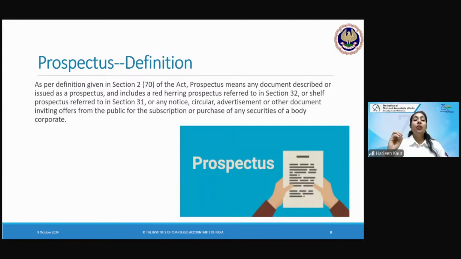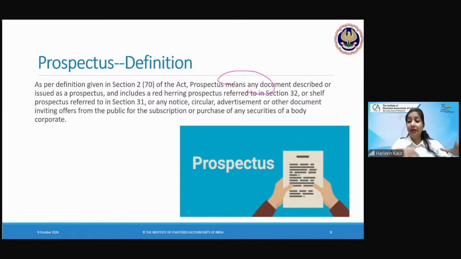Okay. Now, what is prospectus? Securities definition is clear, simple. We have to learn it. Prospectus means any document. First, I will read out to you what section 2, clause 70 says. Any document described or issued as a prospectus means any document through which you are going to the public and asking, please come and take my shares. So you are a company, XYZ company. You went to the public and you said, this is my document, this is my financials, net worth, please come and take my shares. I'm a very nice company.